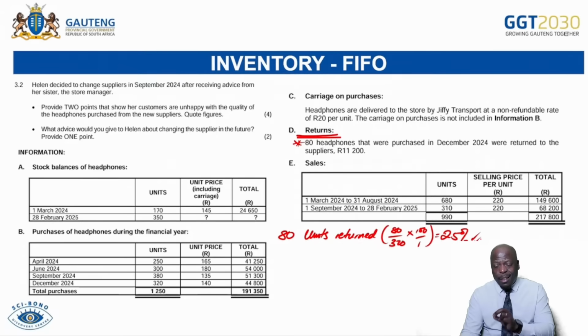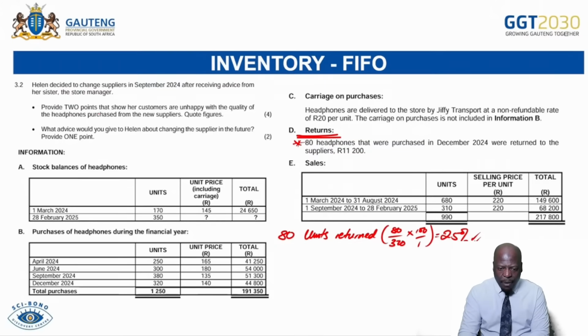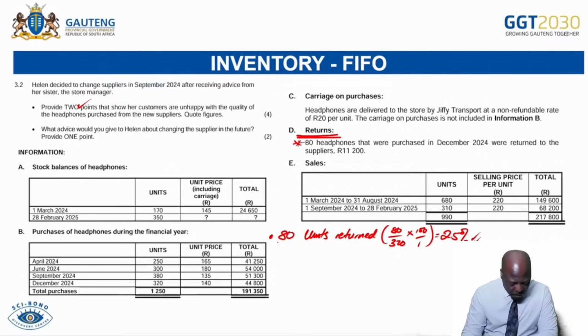That is a cause for concern. A quarter of our December purchases have been returned. So that tells us that we have a problem. So 1 point that shows that customers are unhappy is that 80 units from December were returned, and that shows us that it is 25% of that. Let's go again and look at another point.